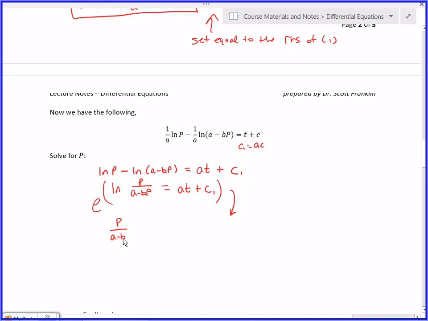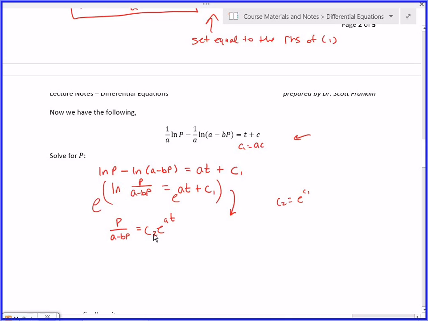P divided by A minus BP equals e to the AT times e to the C1, which is maybe, I don't know, C2 out here. Of course, C2 is really just e to the C1. It doesn't matter because we're going to find the C that we want when we do the initial condition in whatever final form we have the equation. That is, I could plug in initial conditions up here and find that C and then solve it, and then whatever number ends up here is the correct number. Or I can keep modifying my C to be an arbitrary constant and then solve for that C whenever I get to the end.